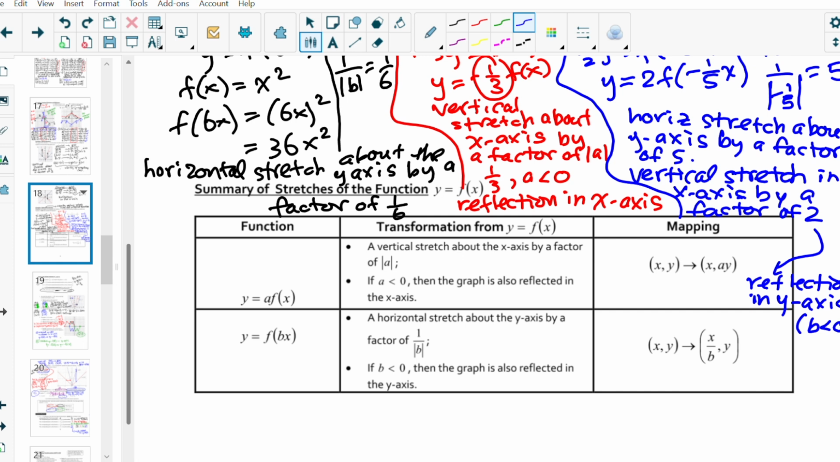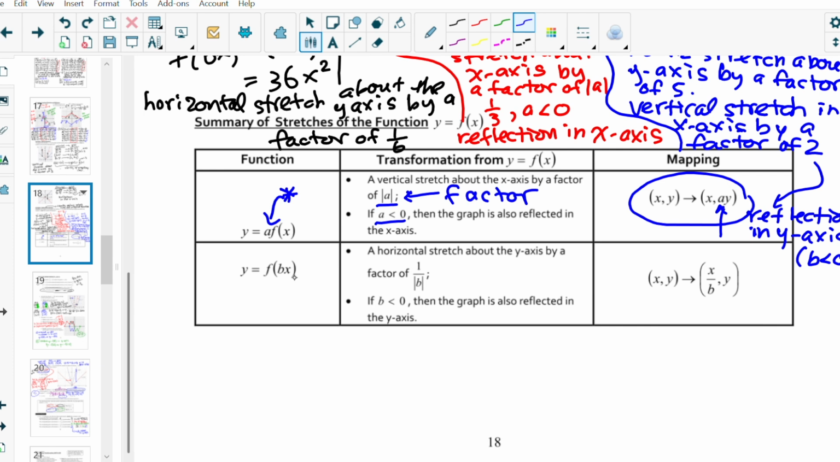Okay, summary of stretches of the function y equals f of x. So just have a read of this. Here's the a value, a vertical stretch about the x-axis by a factor of absolute value of a. So separately, this is the factor. Then consider the a value as it's written here. Is it less than 0? Then it's reflected in the x-axis. Here's the mapping notation. A value, so multiply the y by the factor a.